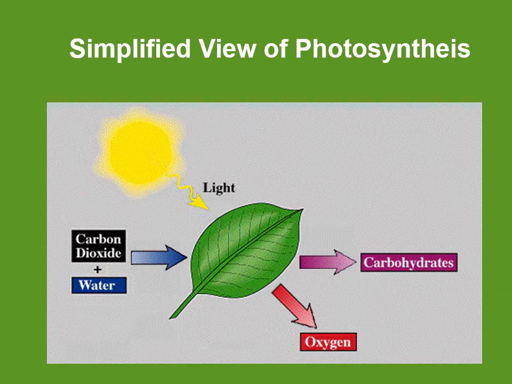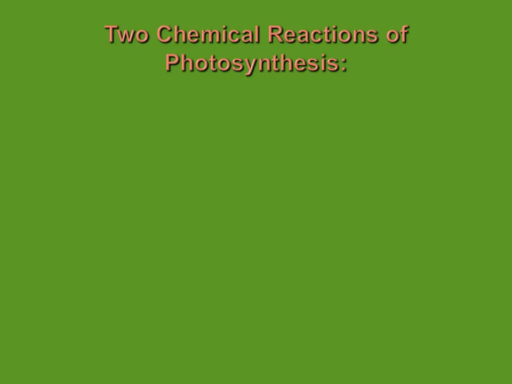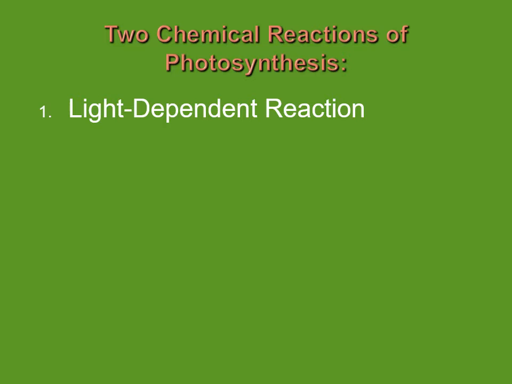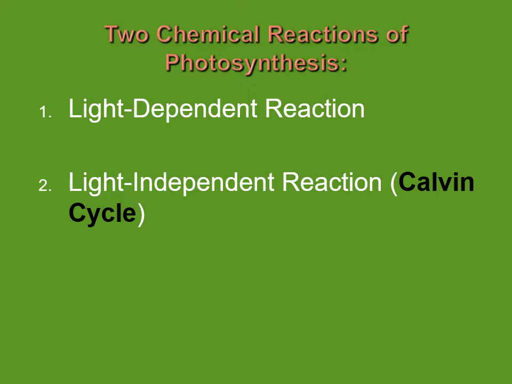And again, the whole idea is for photosynthesis to occur. So the two chemical reactions that photosynthesis undergoes, it's actually a two-stage process. One is referred to as the light-dependent reaction, and the second stage is called the light-independent reaction, which is the Calvin cycle. So photosynthesis requires sunlight only for the first stage. The second stage can occur in darkness.